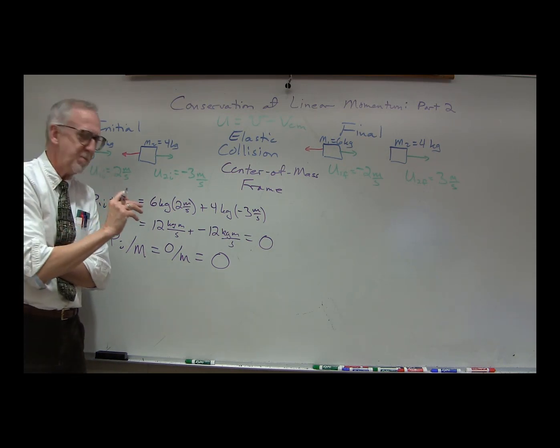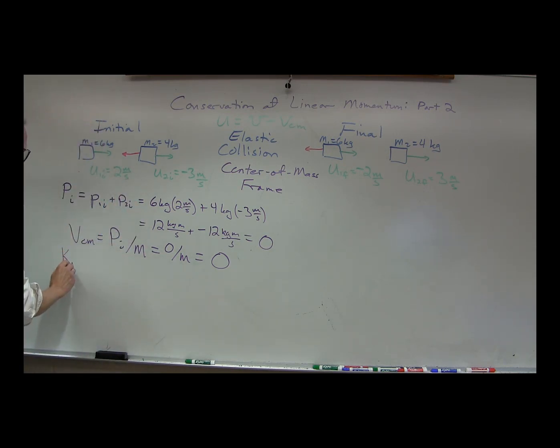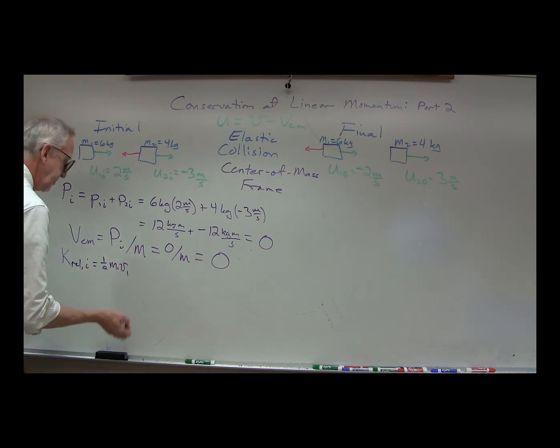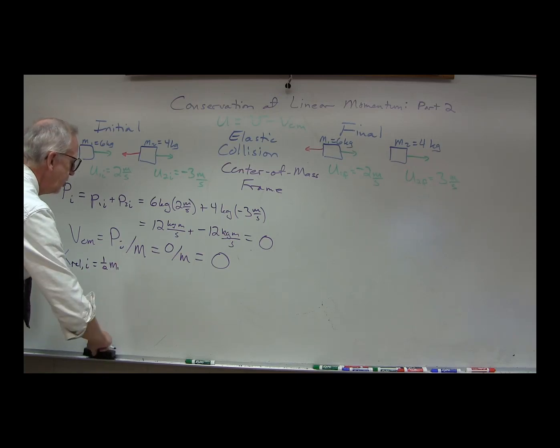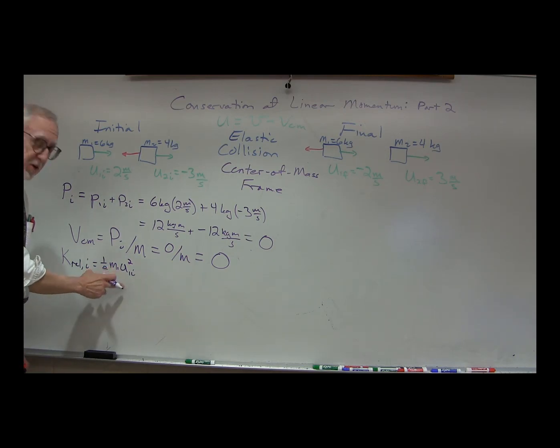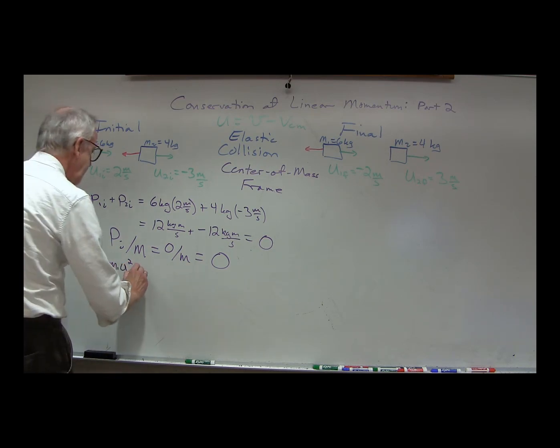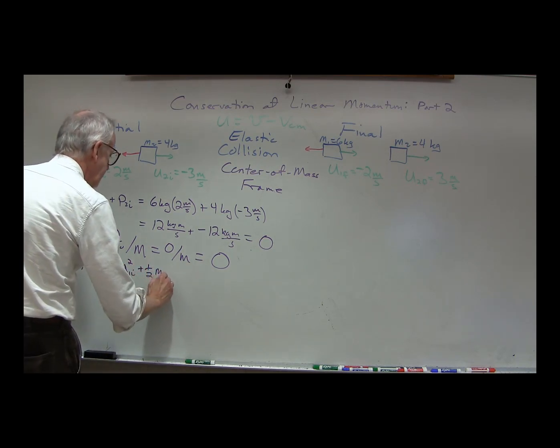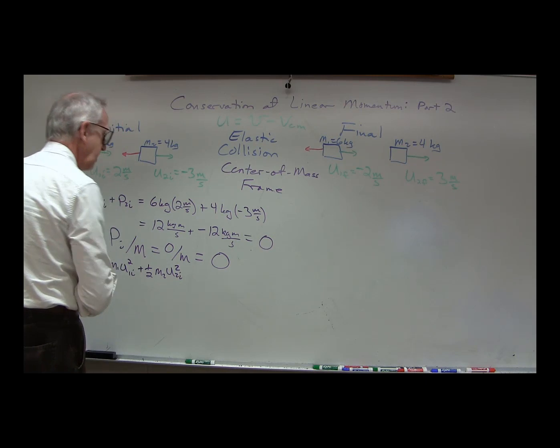I'll come back to that in just a minute. What do we get? So this is, I'm going to call this the relative kinetic energy, and we're looking at it initially. So what's that? That is equal to 1/2 m1 u1 initial squared. So we're now using the u velocities, the velocities relative to the center of mass, which is why we call this the relative kinetic energy, as opposed to v, and then plus 1/2 m2 u2 initial squared.